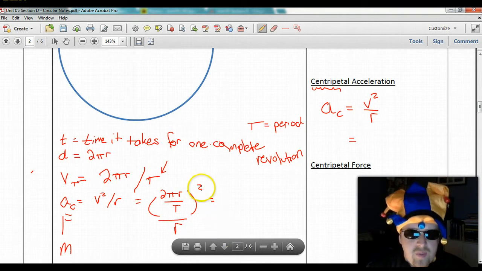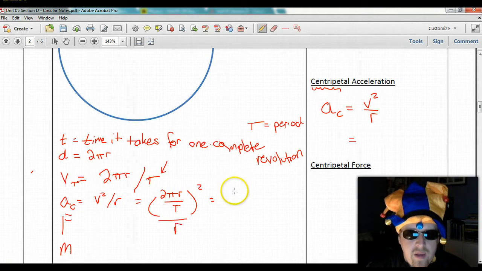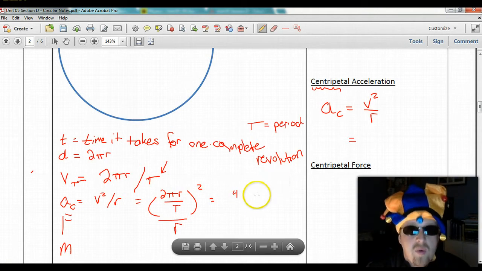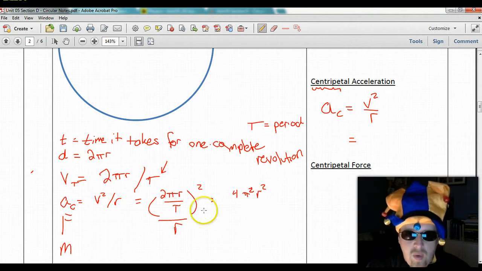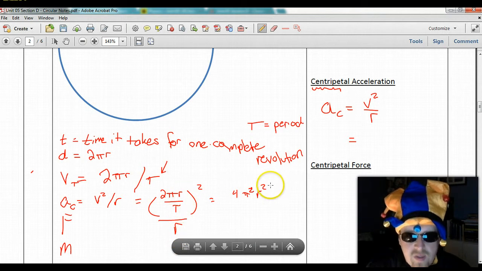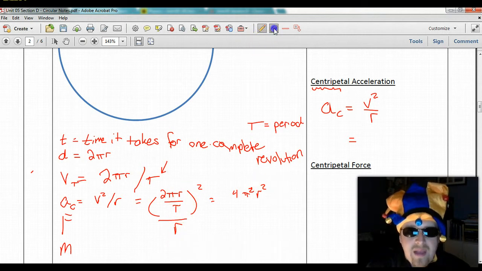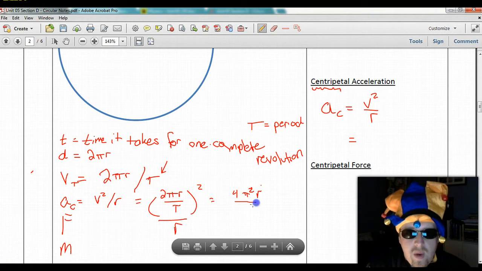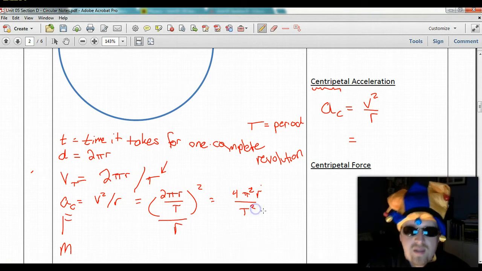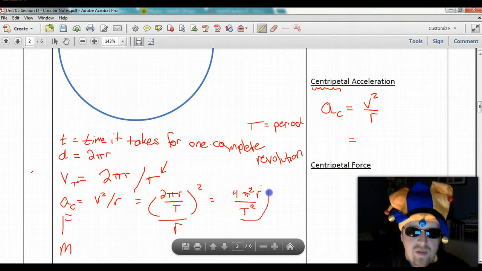If we simplify this, 2 squared is 4, pi squared is just pi squared, and r becomes r squared. But the r down here cancels with one of these r's, so only one r is left in the numerator, all over T squared. And this is yet another equation for centripetal acceleration.